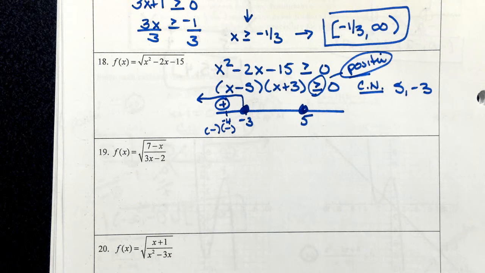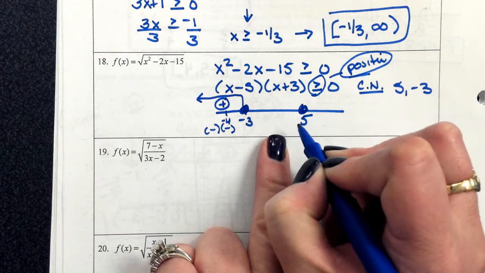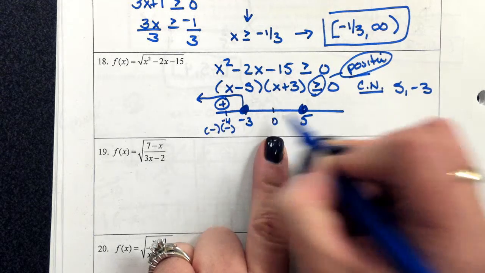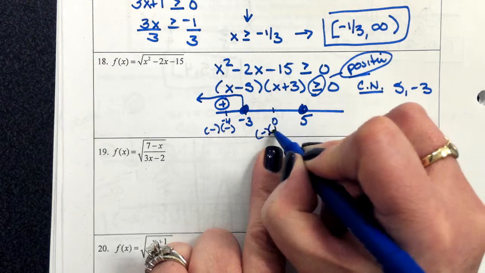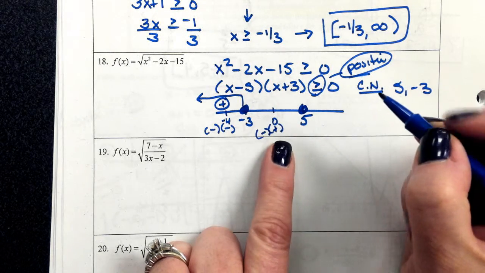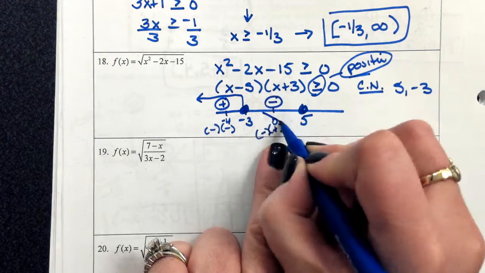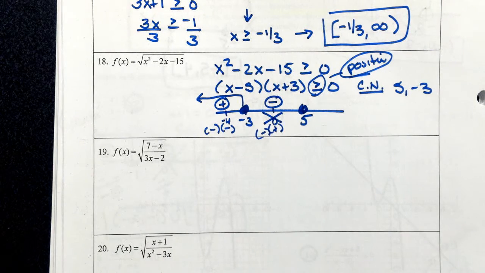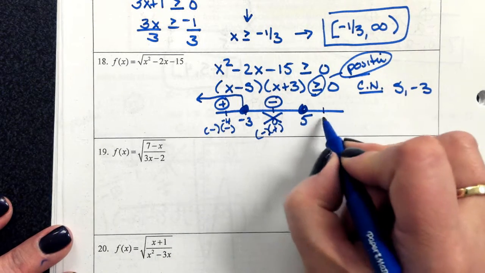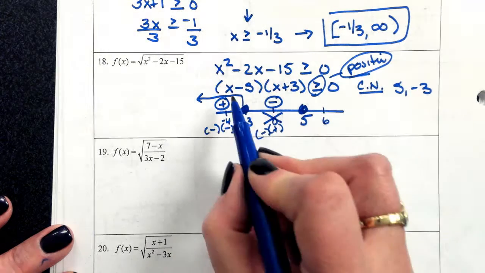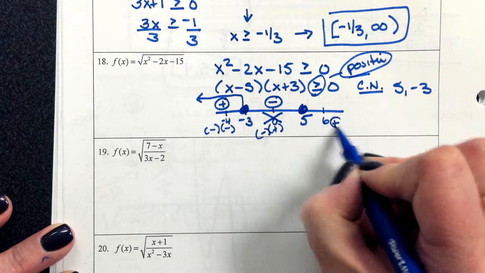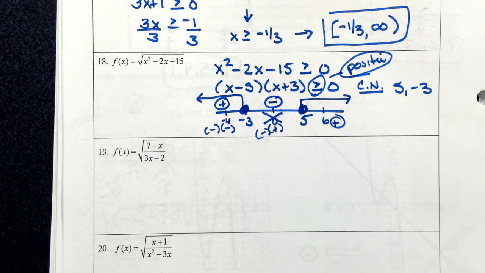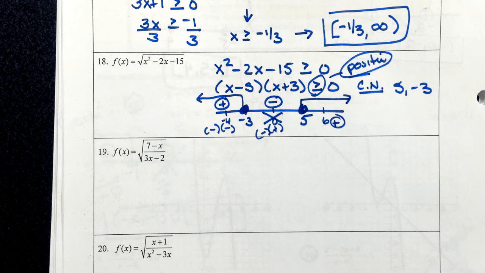Okay? So now take a look at a number between negative 3 and 5. So I can plug 0. 0 minus 5 is negative. 0 plus 3 is positive. So a negative times a positive is a negative. So no solutions between negative 3 and 5. And then if I plug in a number greater than 5, for example 6, 6 minus 5 is positive, 6 plus 3 is positive. So I know that those would be positive, so I know I'll have solutions greater than or equal to 5. So any questions on how I did that number line test?